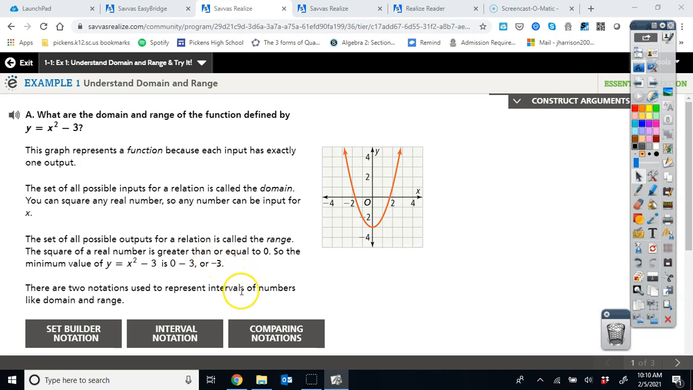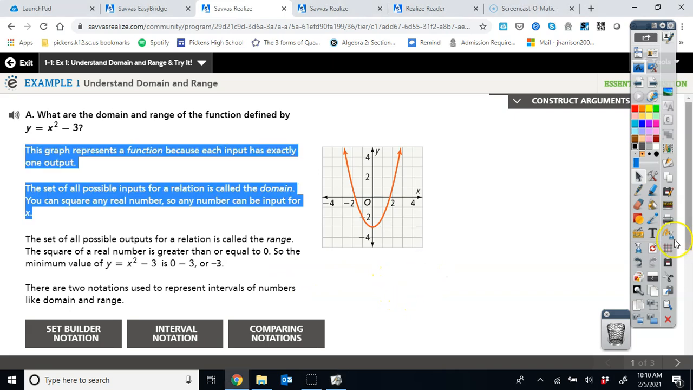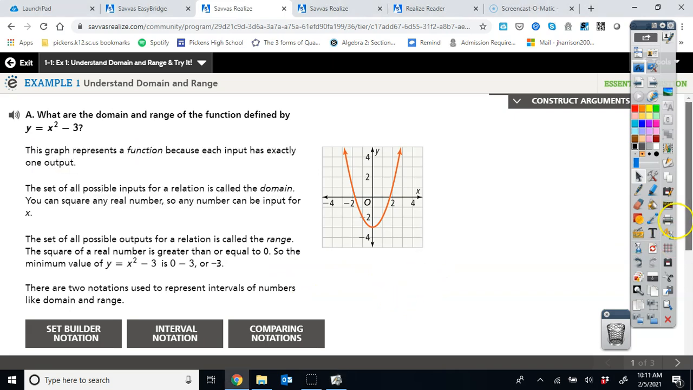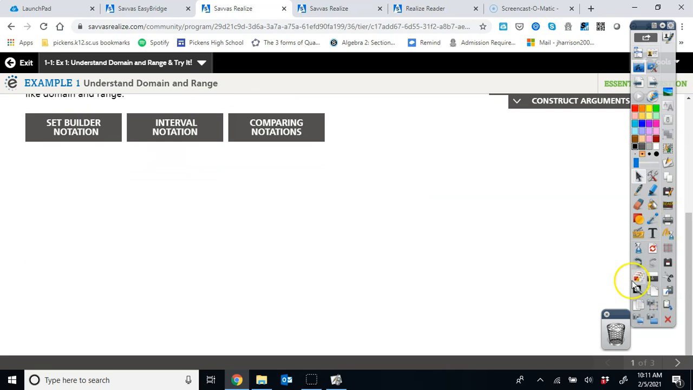But the reason I want you to know that is because there's two different ways you will see it. Your textbook will even use two different ways. Primarily, I think they use interval notation a lot, but you need to know how to deal with both. So let's talk about it.